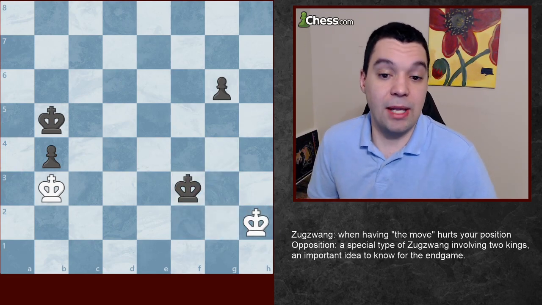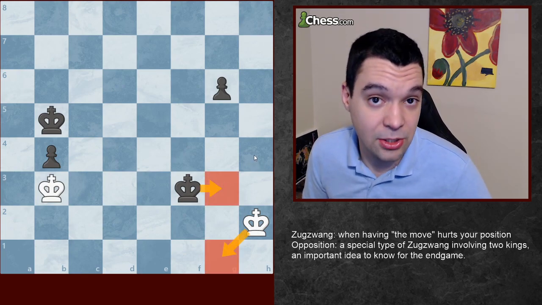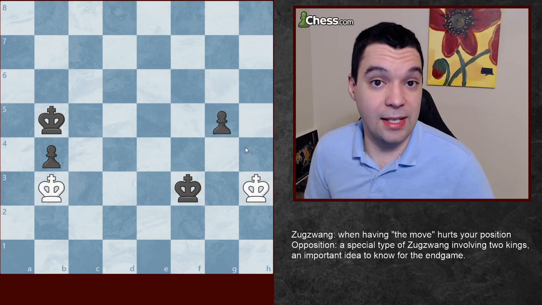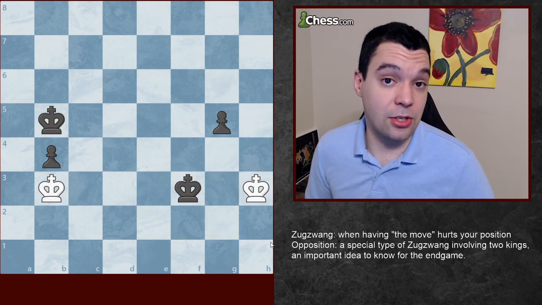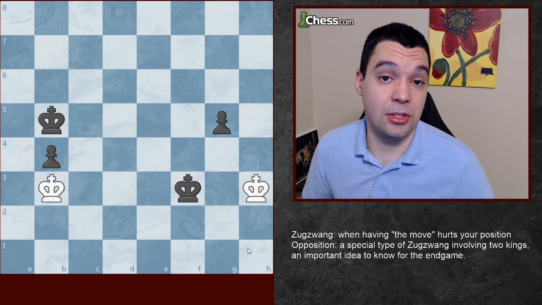I step out of the way, the black king goes through again. I don't dare to step here because then he gets the opposition again. So I run up towards the pawn, and the pawn is being brought to the end by this king. It's creating some squares that I just can't get through. All of these squares are being defended, and black should be able to win this game by running the pawn down the board and using the opposition to his advantage.